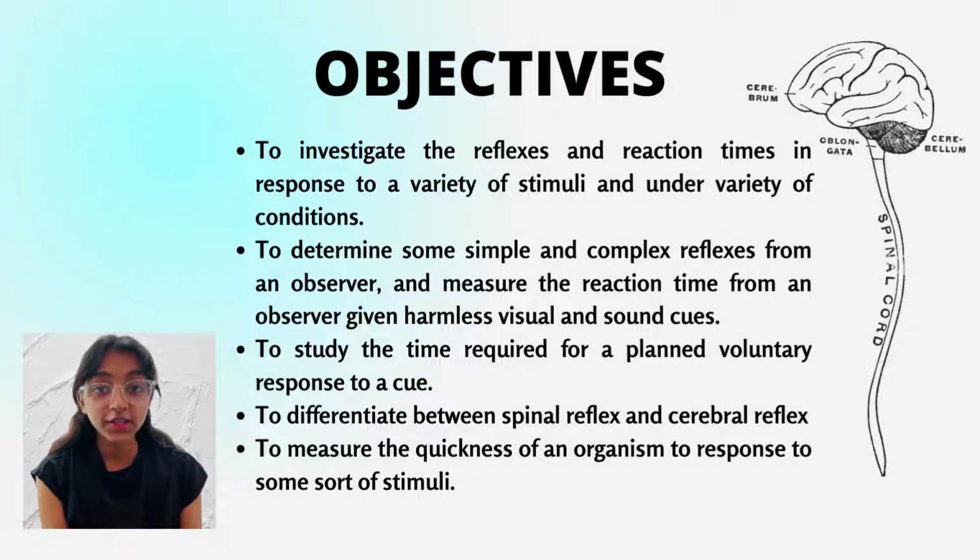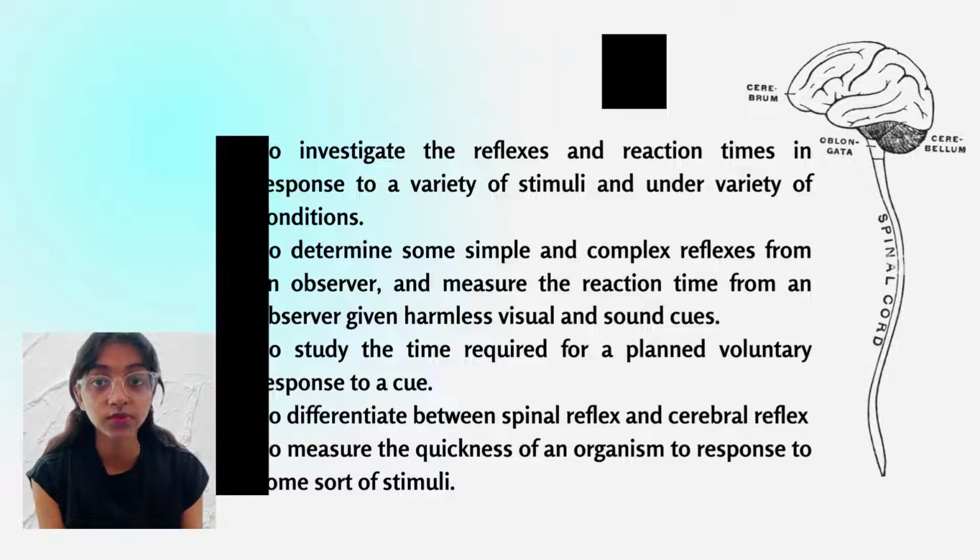The objective of this experiment is to investigate the reflexes and reaction times in response to a variety of stimuli and under a variety of conditions. The second one is to determine some simple complex reflexes from an observer and measure the reaction time from an observer given harmless visual and sound cues. The third one is to study the time required for planned voluntary response to a cue.